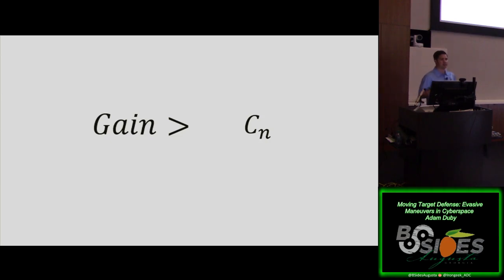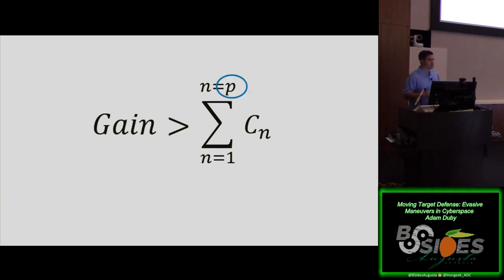However, when we talk about attack persistence, how many times are you going to repeatedly be attacked to achieve that same gain? You can look at what I'm calling the persistence variable P. So the number of attacks will continue to increase as long as this inequality holds true.